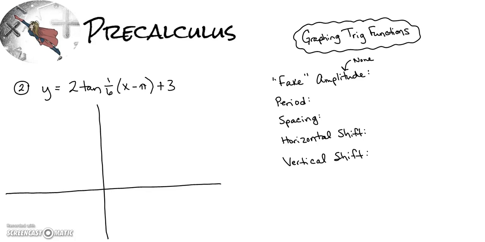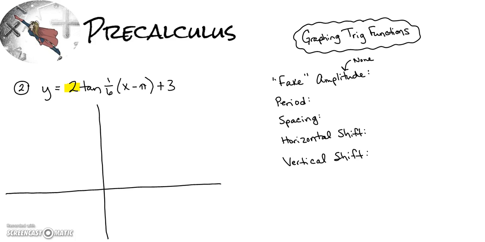So for my second trig graph, I picked a tangent because it has several things that are different than the sine and cosine graphs. I decided to make a separate video for this so that the videos wouldn't be too long. So the first thing is the number in front of tangent, which is a 2.